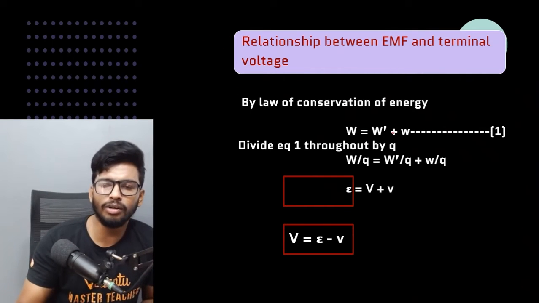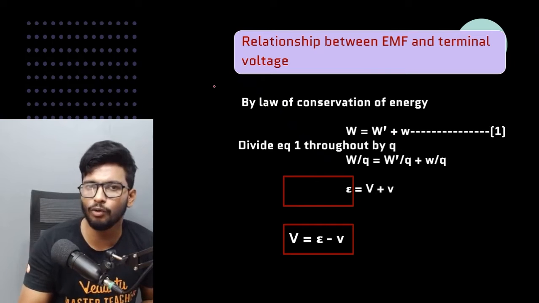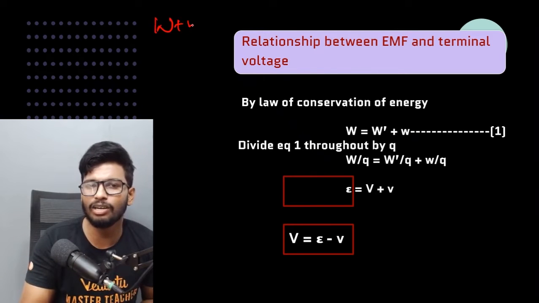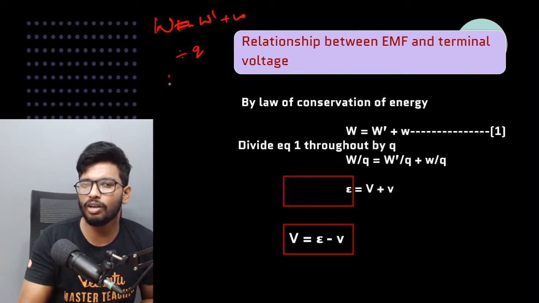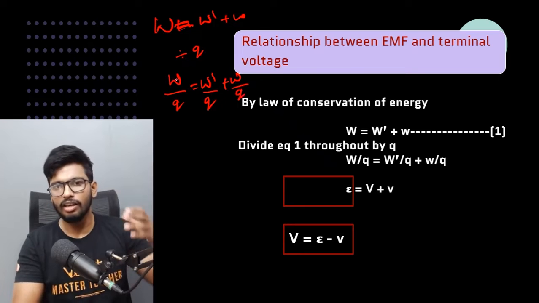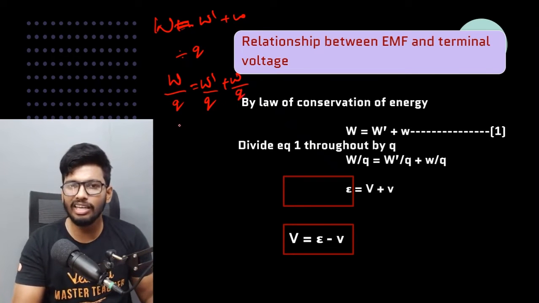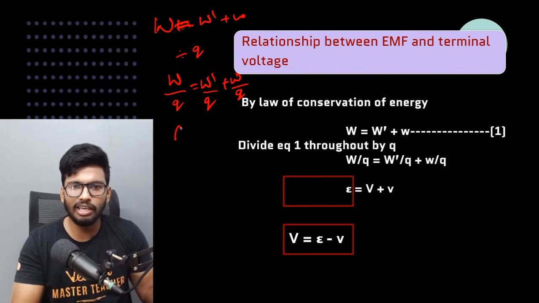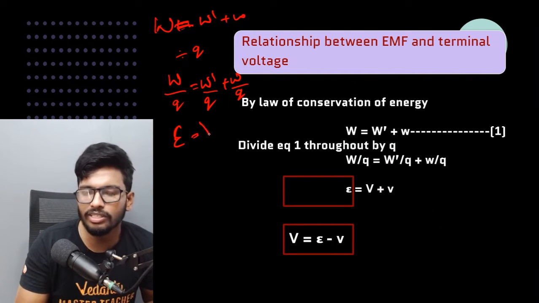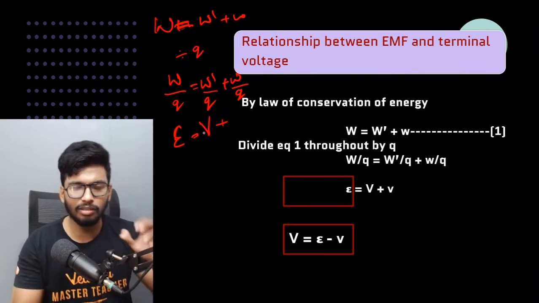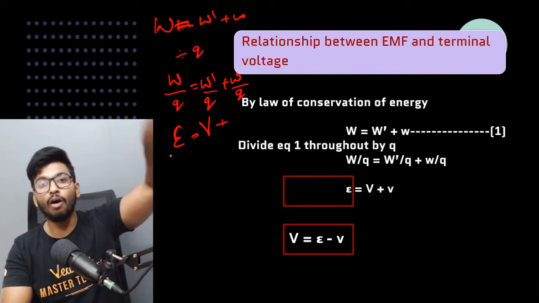Now I'm going to divide this entire equation by Q. When I divide the whole equation W is equal to W dash plus small w by Q, I get W by Q is equal to W dash by Q plus small w by Q. Now what does this mean? W by Q is the electromotive force, that is the EMF. W dash by Q is the terminal voltage, capital V, because it is the work done to move unit charge outside the cell.